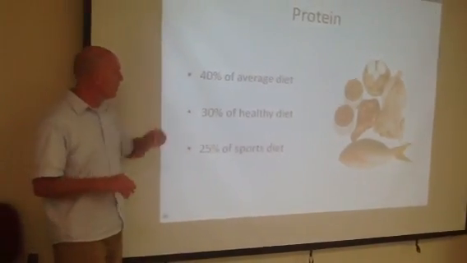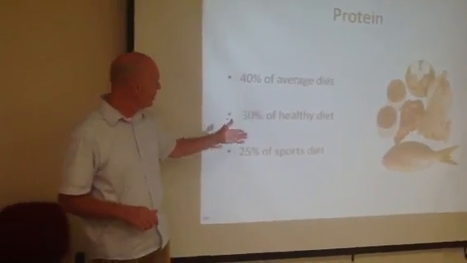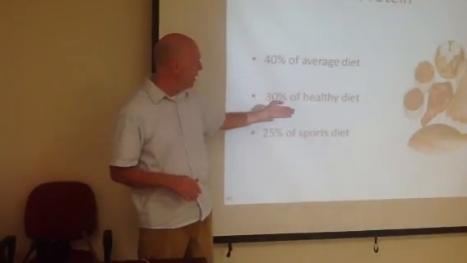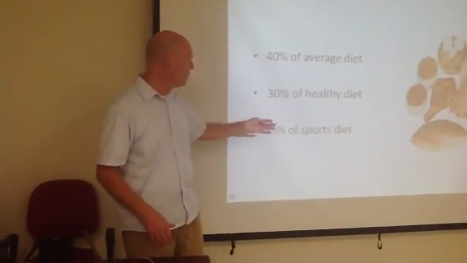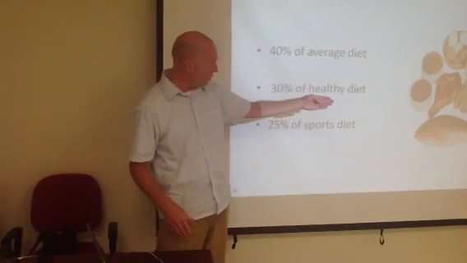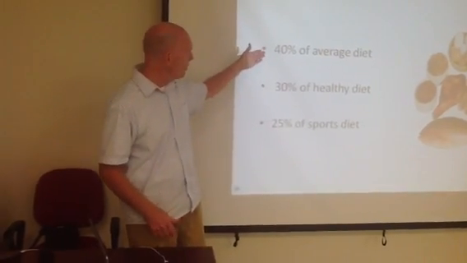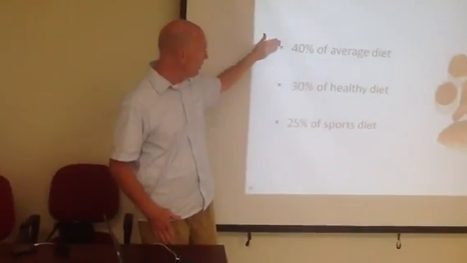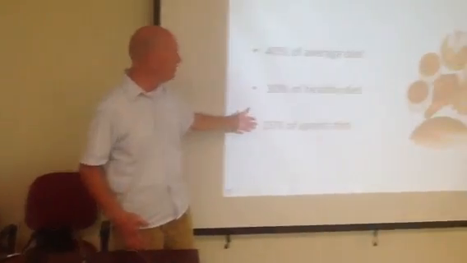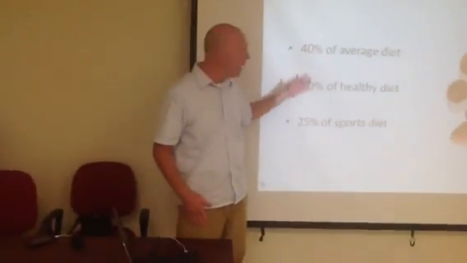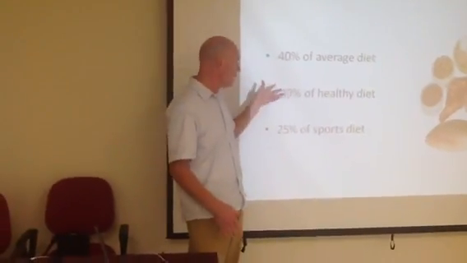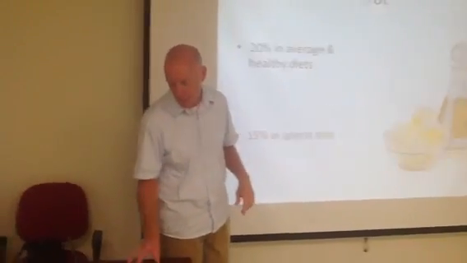Let's look at the proteins. The 40% of the average diet is comprised of protein, 30% of the healthy diet has protein, and then 25% of the sports diet is comprised of proteins. So again, what does this tell us? That as we are getting into a more active diet, we are having less and less protein in our diet.